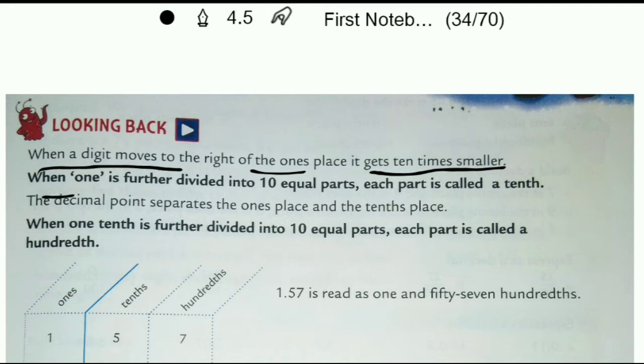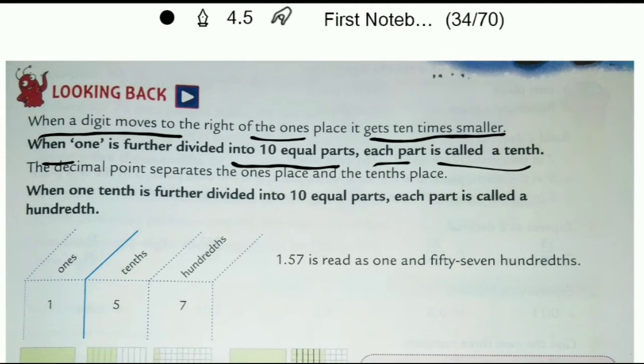When 1 is further divided into 10 equal parts, each part is called a 10th part. Same for 100th and next for 1000th. When 1/10 is further divided into 10 equal parts, each part is called a hundredth.